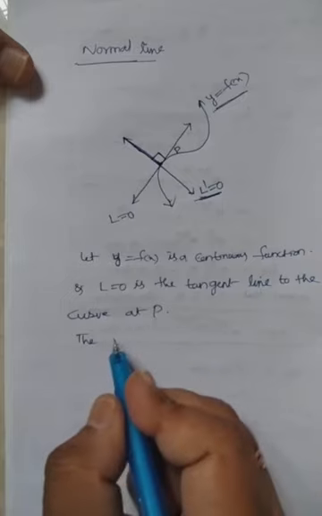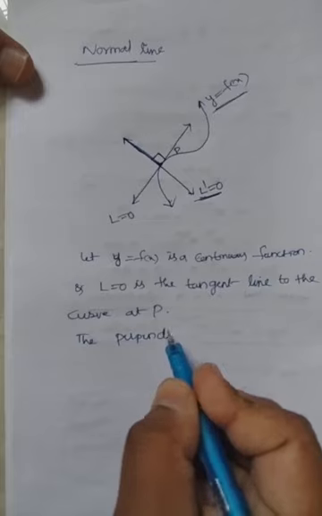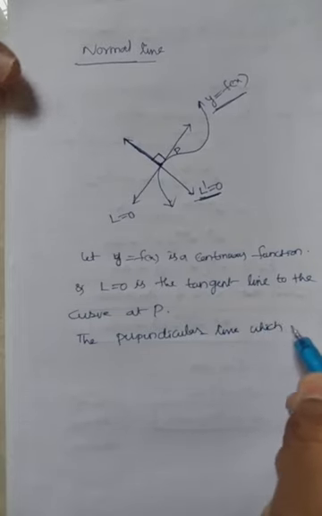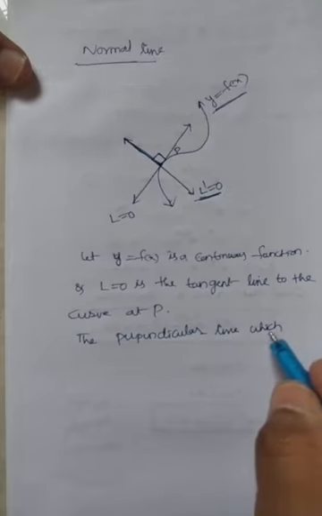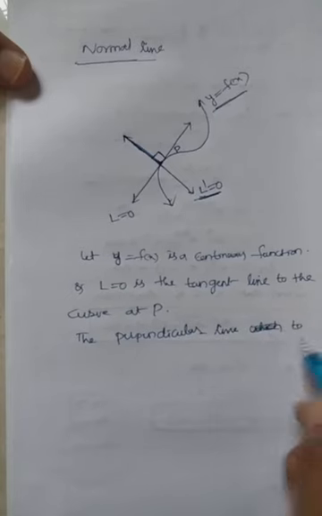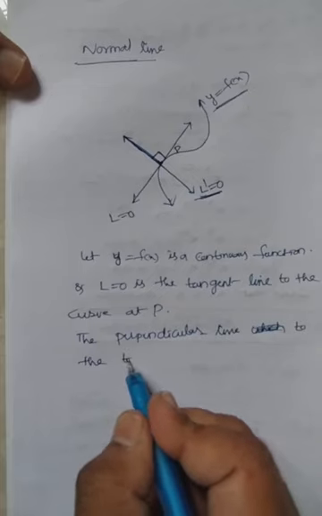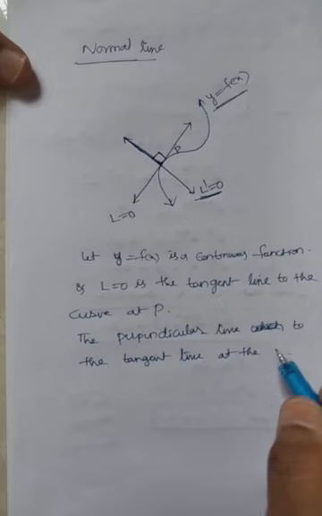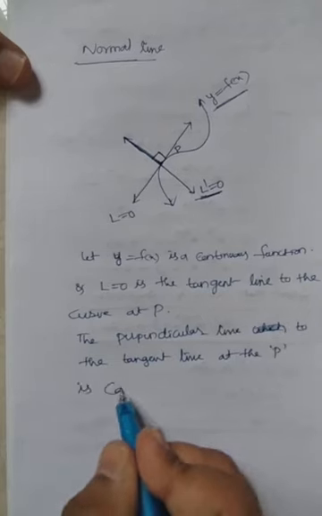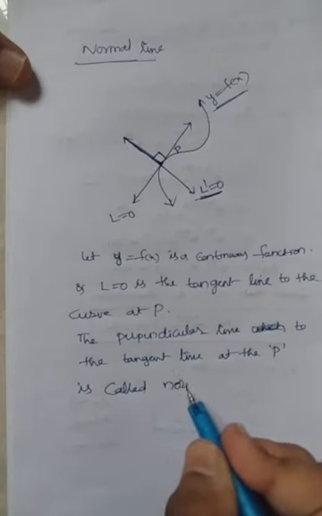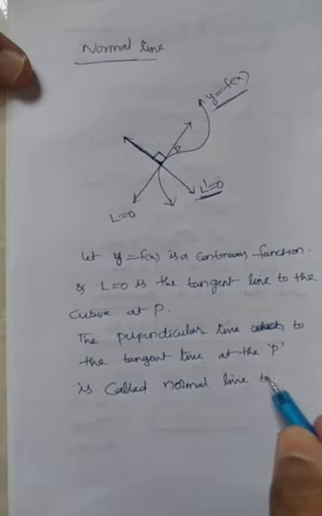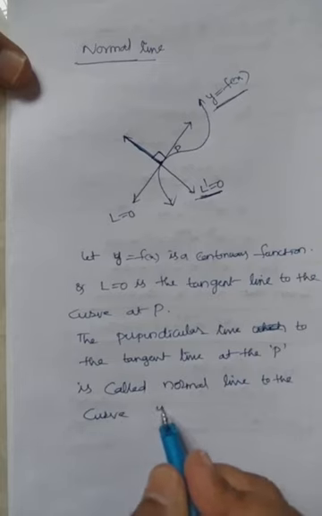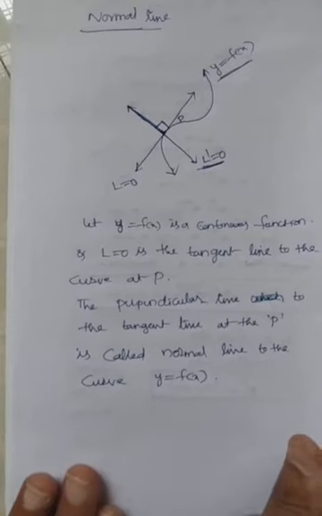The perpendicular line, not which to the tangent line at the same point P, is called the normal line to the curve y is equals to f of x.